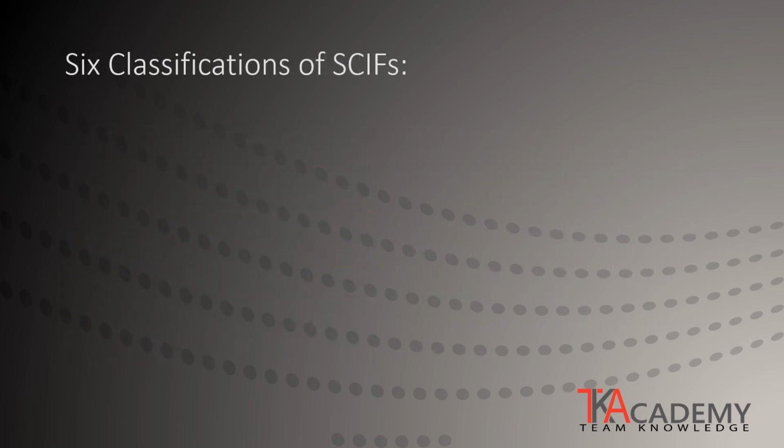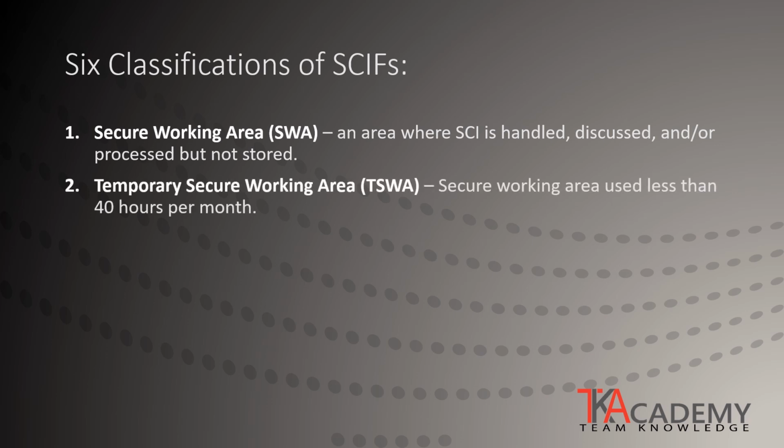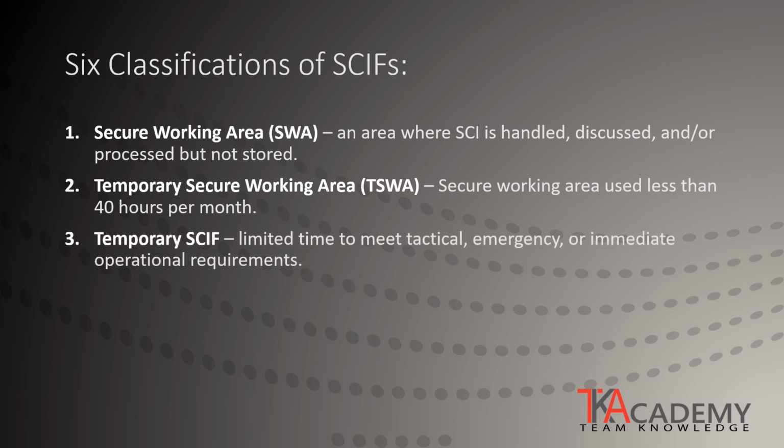There are 6 classifications to SCIFs. However, a SCIF may qualify as more than one and may be a combination of classification types. The first classification is a secure working area, which is an area where SCI is handled, discussed, and/or processed, but is not stored on a permanent basis. Next is a temporary secure working area, which is similar except this working area is used less than 40 hours per month. There may be a temporary SCIF, where a SCIF is needed based upon a limited time to meet tactical, emergency, or immediate operational requirements.